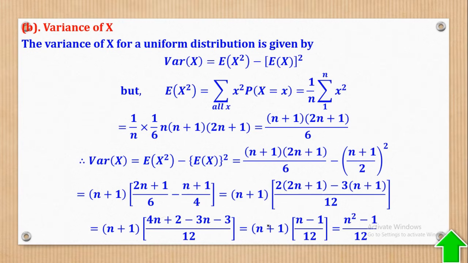So after that, you realize that this is the difference of two squares. This and this gives a difference of two squares, which is that, and this 12 is still there. So basically that's the formula for variance. So we have derived two formulas, one for expected value and the other one for variance. So as long as you realize that it is a uniform distribution, these formulas will hold.